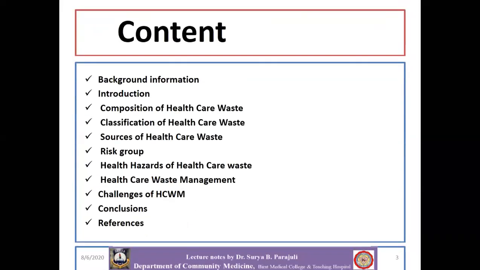Fine. So these are the content. First, you should understand healthcare waste management. What is the scenario? What is the rationale? What is the justification? What is the need of healthcare waste management learning? Why, as a medical student, should we learn healthcare waste management? This is the first question. The second is a basic introduction related to waste management.